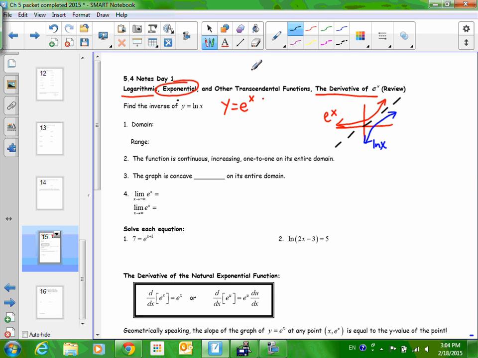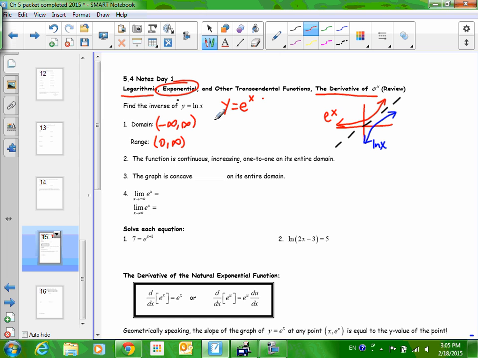So remember, the domain of natural log was 0 to infinity. We went over that last week. That's now the range of e to the x, and we can see that here on this red graph. Bottom to top, the range would be 0 to infinity. The range of natural log was all real numbers. Well, now that's the domain of e to the x.